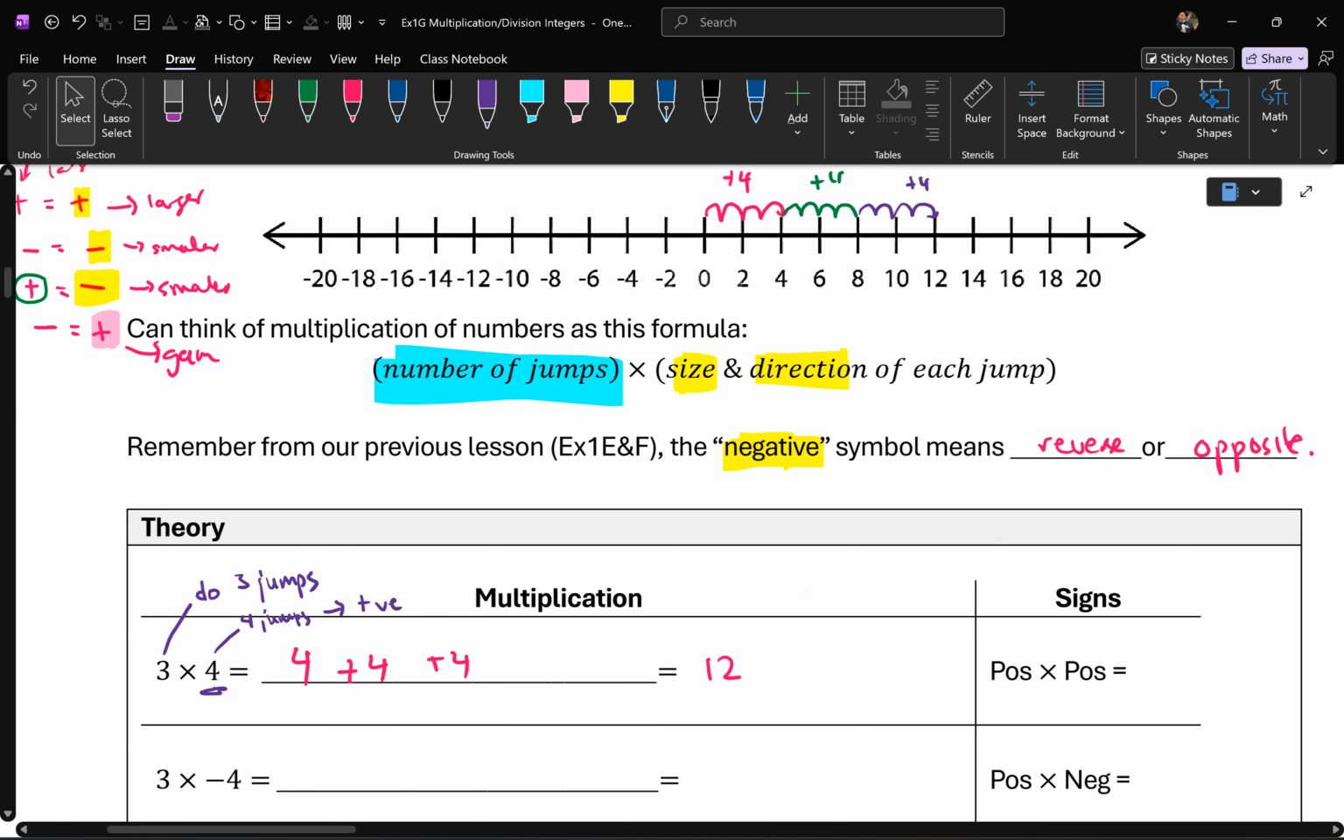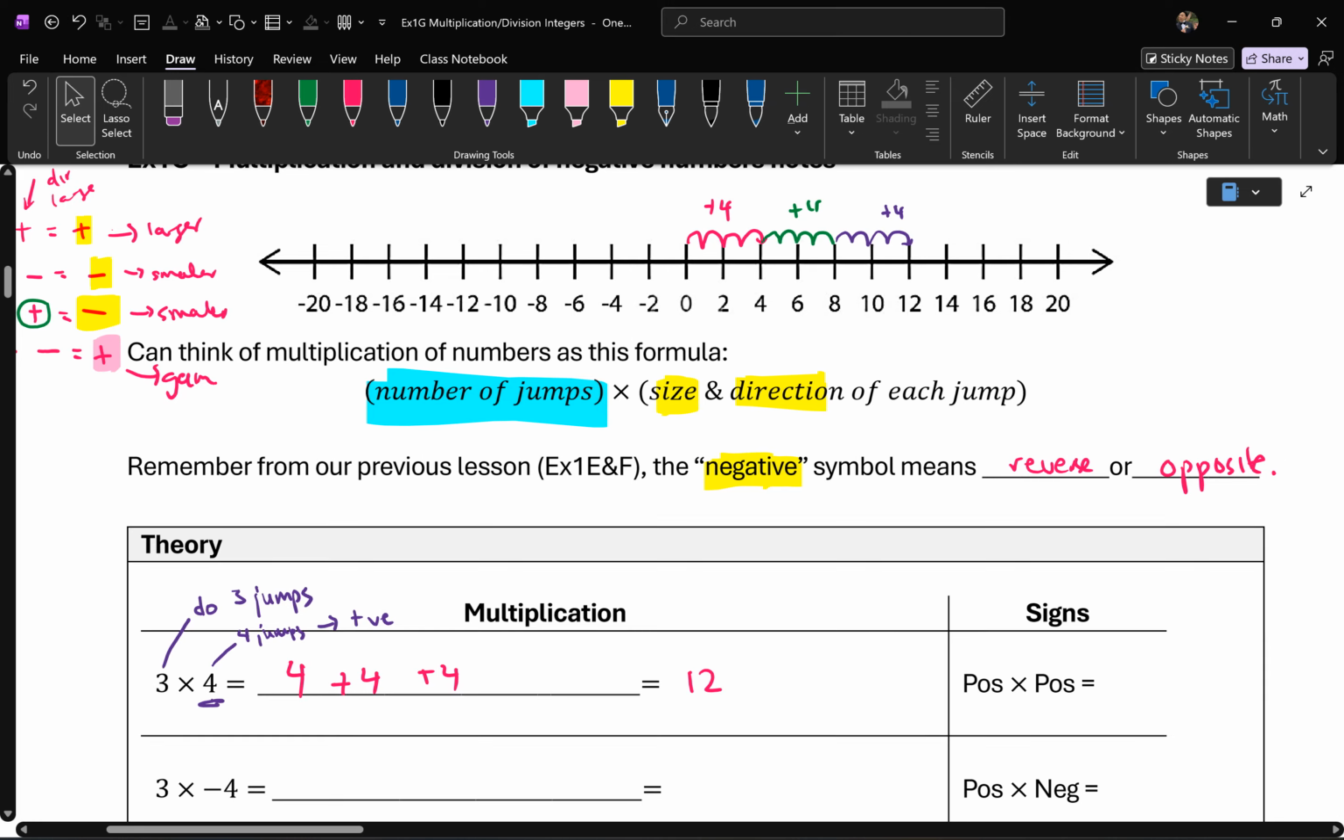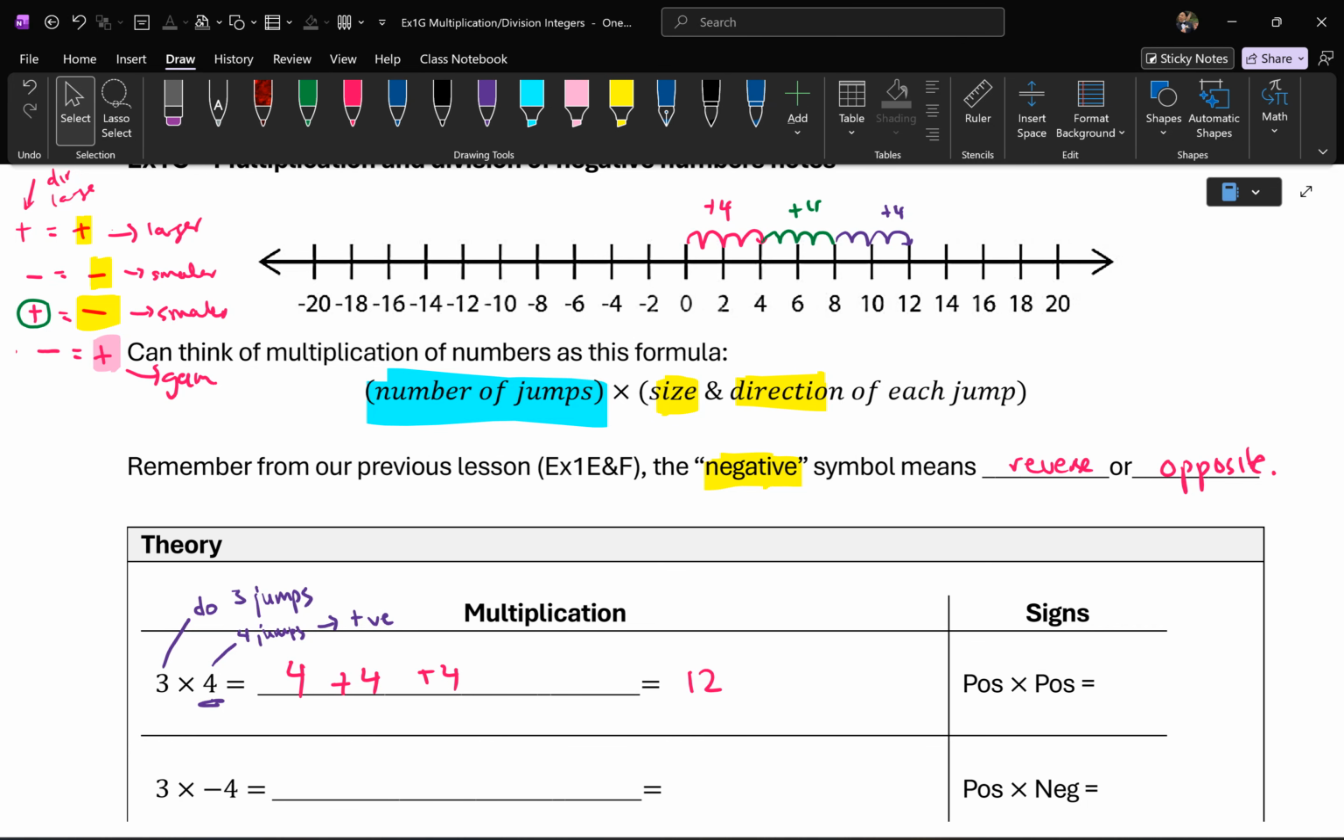See that? So if you think about what I've just done there, how many jumps did I have? I got 1, 2, 3, or 3 groups. 1 group, 2 groups, 3 groups. But each group has to have 4 jumps. So 1, 2, 3, 4, that's one group. 1, 2, 3, 4, that's one group, so that's the size. And which direction am I going? Positive. So that's what it means when you say 3 times 4, it's 3 groups of 4 in the positive direction.